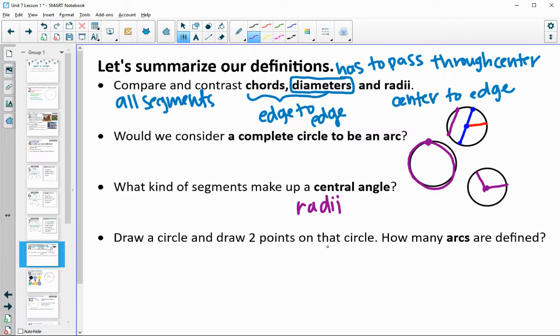Draw a circle and draw two points on the circle. How many arcs can be defined? So if we draw a circle here, here's one point, here's another point. How many arcs do we have? Well, we've got this one, and then we've also got this one. So two different arcs. And remember that the total of a circle is 360 degrees. So if we put those together all the way around, it would be 360.